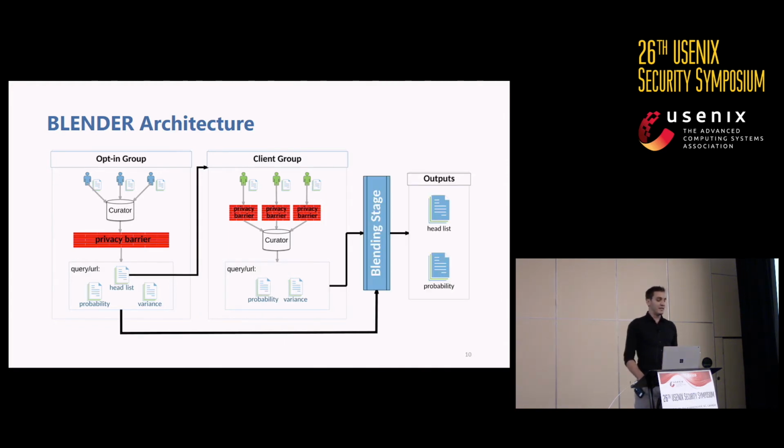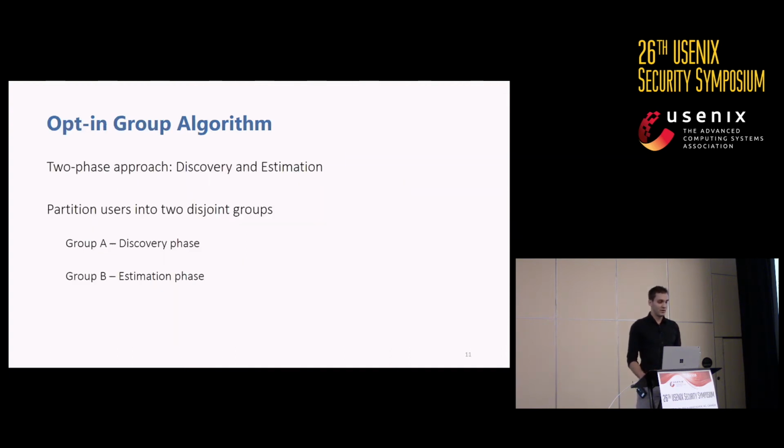In the final blending stage, the estimates for each of the records in the head list are combined together to form a final head list and final probability estimates for each record. So that's the high-level architecture. Now we're going to dive into how each of the individual groups' algorithms work.